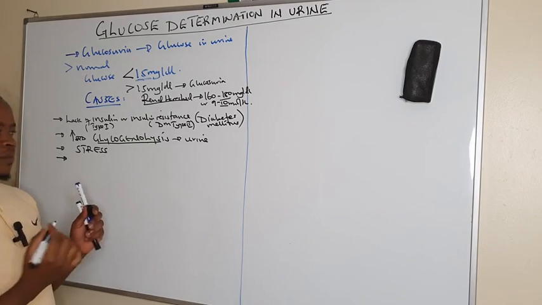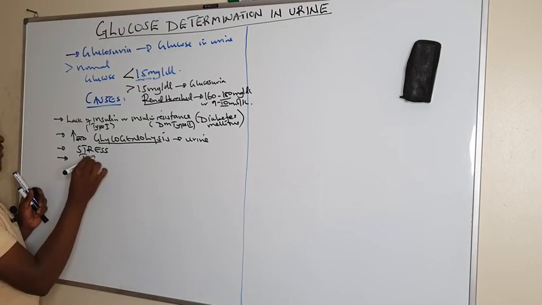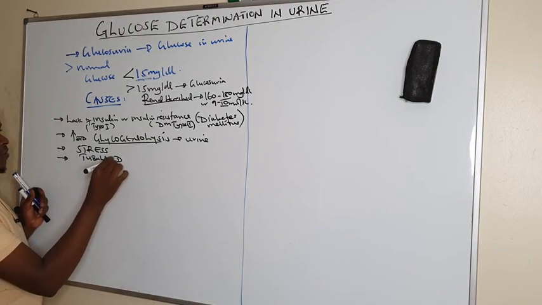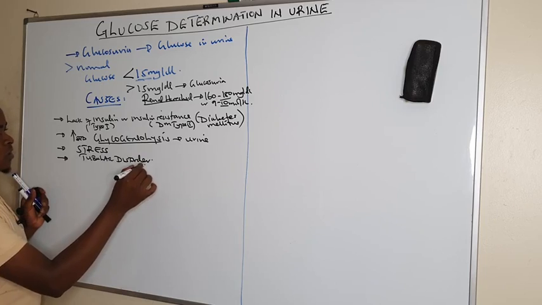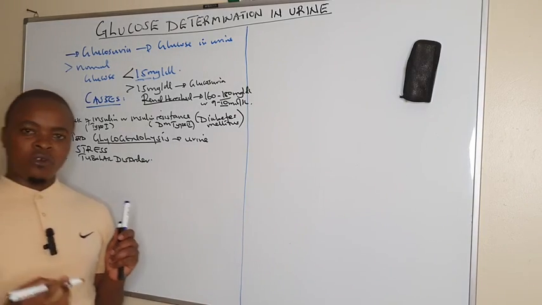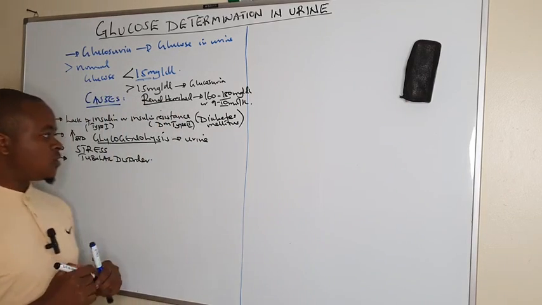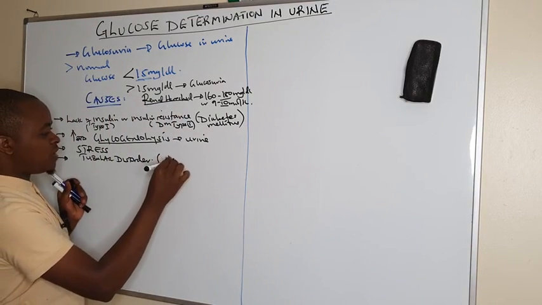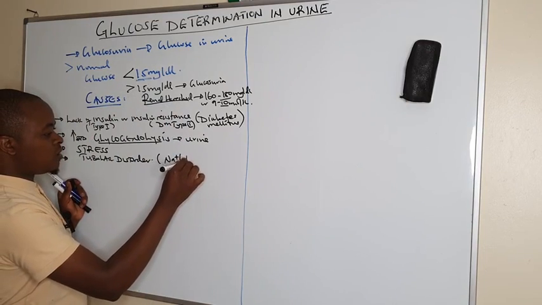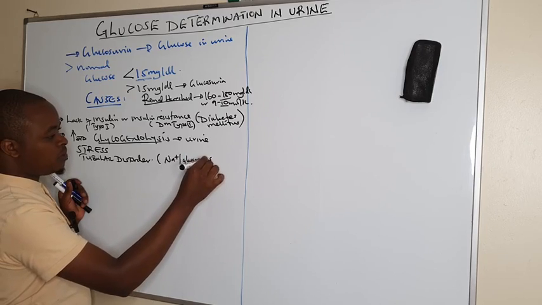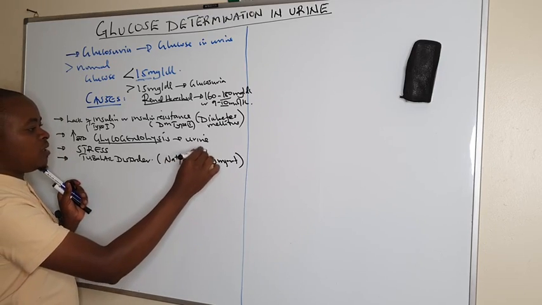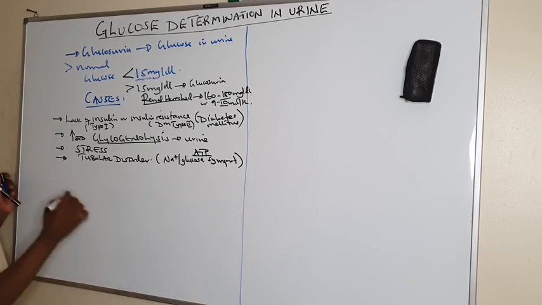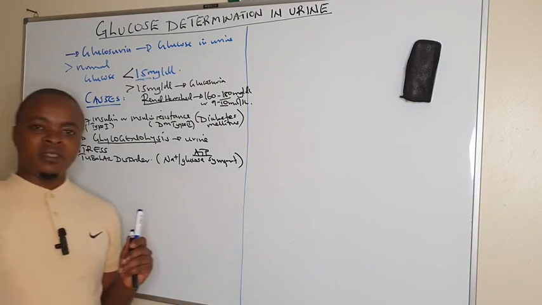And another thing is tubular disorders, kidney tubular disorders, whereby the tubular part of the kidney is not doing the work of reabsorbing glucose by active transport. So, for example, if this transporter is affected, sodium glucose symport, this is the one responsible for reabsorption of glucose in the presence of ATP. So if it is a defect, then we can see glucose appearing in urine.